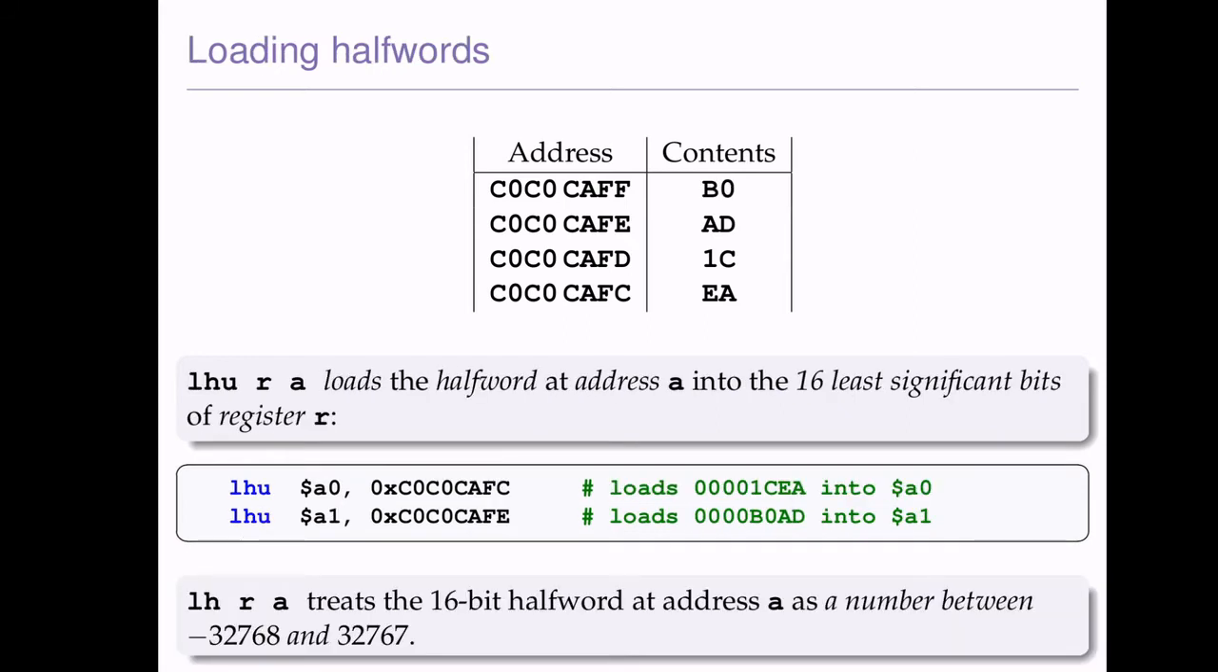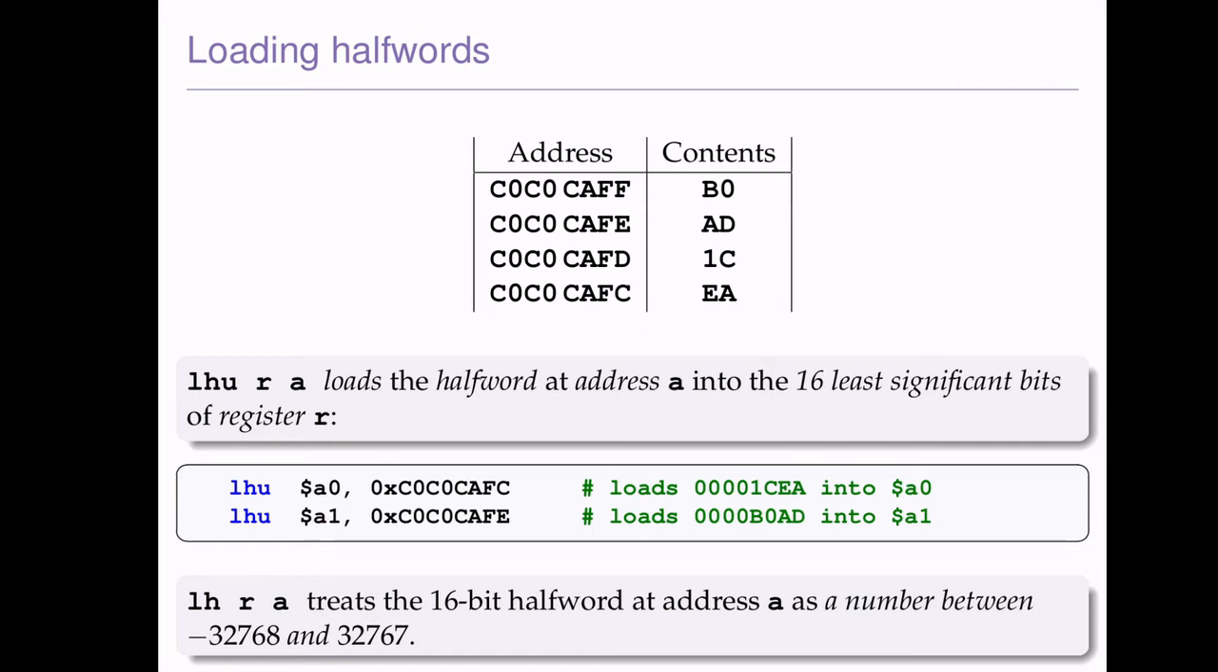So let's look at half words. Now we're very familiar with words, they're 32 bits of information, but we can also manipulate half words, which is 16 bits of information, as you might expect. So were we to encounter this situation where we have Boadicea stored at CocoCaf C, we can manipulate the half words that are stored at CocoCaf C and so on. So what does load half word unsigned do? It loads the half word at address A into the 16 least significant bits of register R.